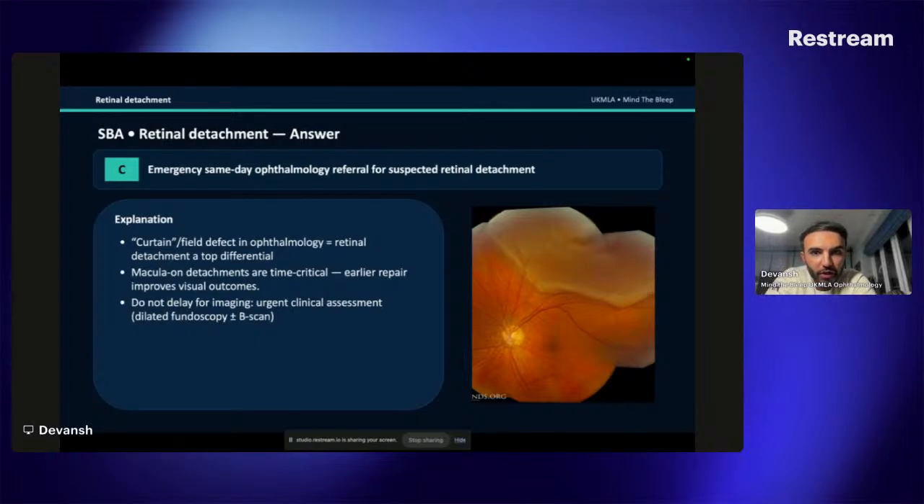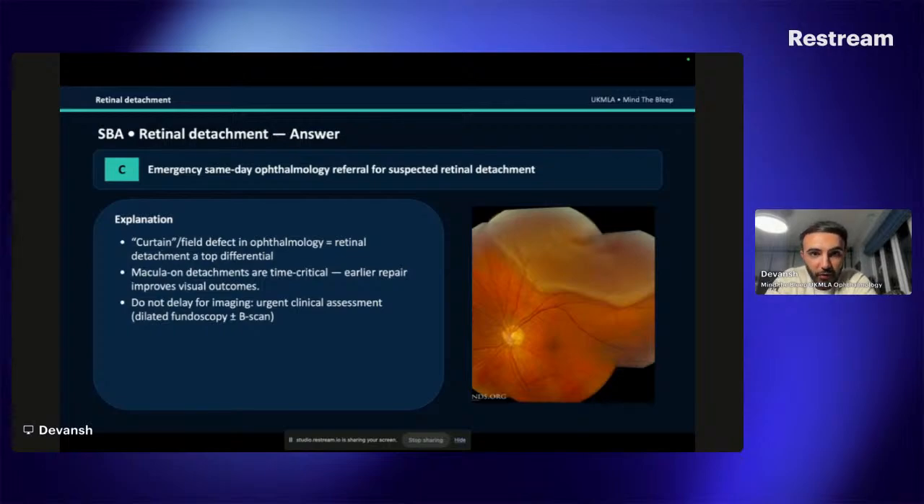There are other differentials for visual field defects, which would, of course, be extremely important. When this happens suddenly, we have to think about things like amaurosis fugax or a TIA/stroke. However, in this context today, we're primarily focusing on retinal detachment.